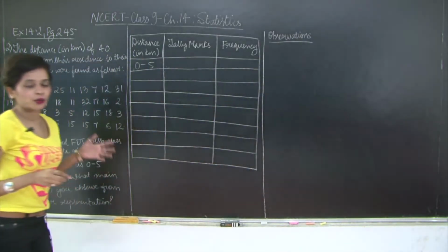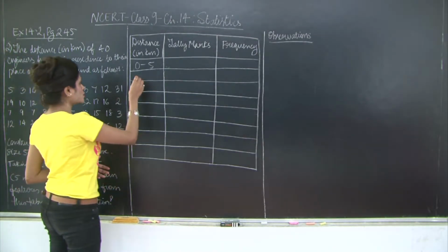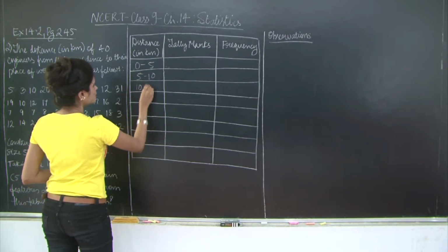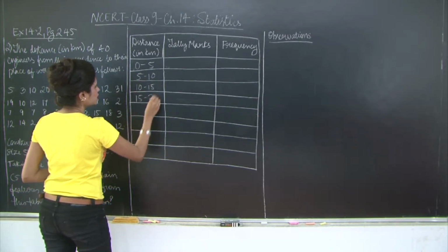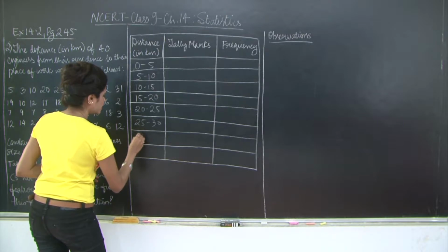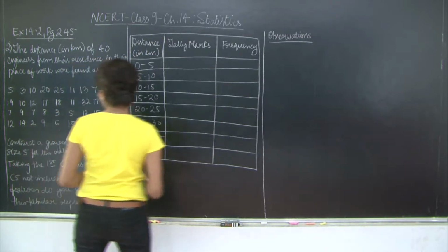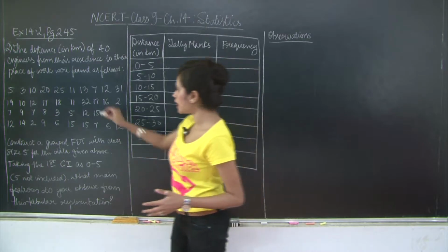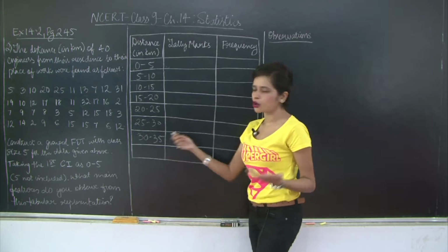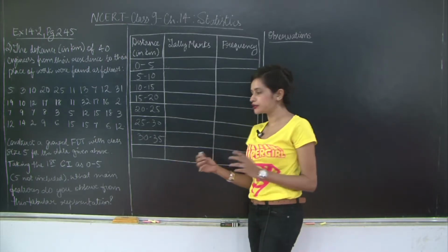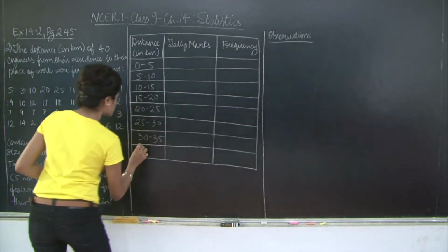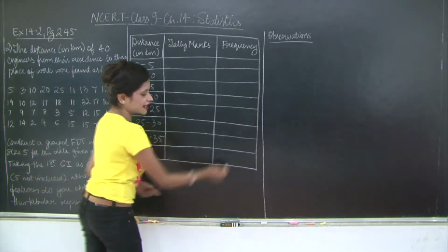So 0 to 5, we have to maintain consistency, so this will become 5 to 10, 10 to 15, 15 to 20, 20 to 25, 25 to 30 and 30 to 35. So why am I halting at 35 and not going further? Because the largest value that I have is 32. So 35 is sufficient. There's no point writing 35 to 40, 45 to 50 and so on, because we won't have any entries. The frequency will be 0. And finally I will write the total here, which we will fill in towards the end.